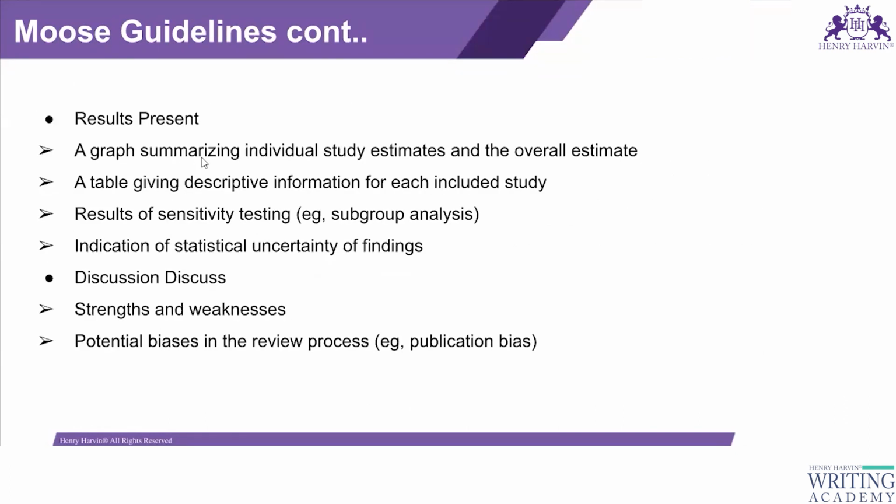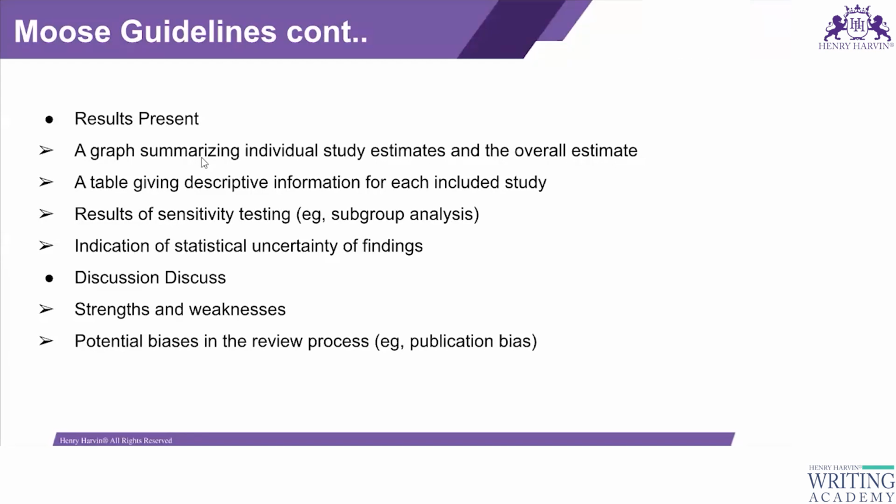Then the results should be mentioned. In the results section, there should be a graph summarizing the individual study estimates and the overall estimate of the study. Tables can be given to provide descriptive information about each included study, the results of sensitivity testing, and any subgroup analysis or ancillary analysis if planned. The information about that should also be provided.